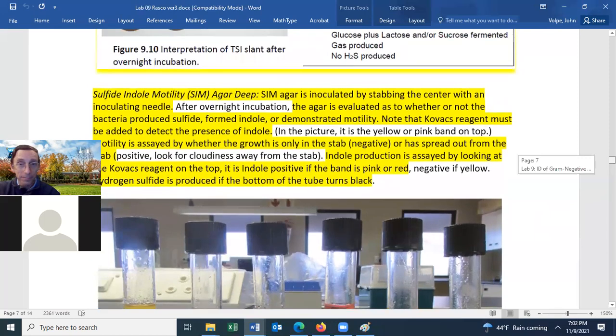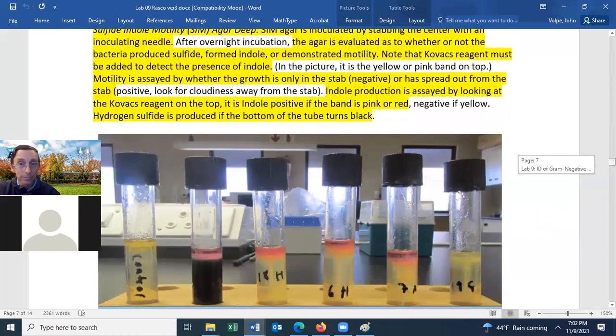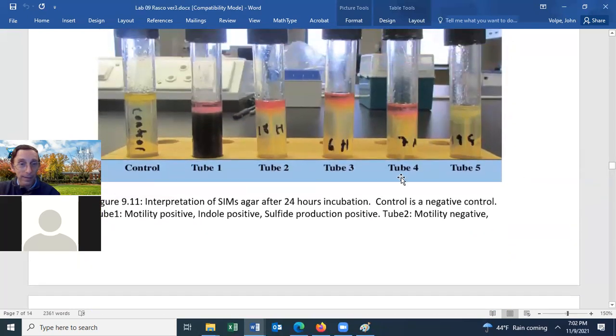Any question about that? All right, so let me see. This is negative for all of them: no motility, no indole, no sulfur production. This is positive for sulfur production, positive for indole production. And you can't exactly see it, but the black is everywhere and it's cloudy everywhere. So we know the bacteria is everywhere, so it's motile. This is positive for indole. It's not motile and is not hydrogen sulfide production. All right, any other questions?